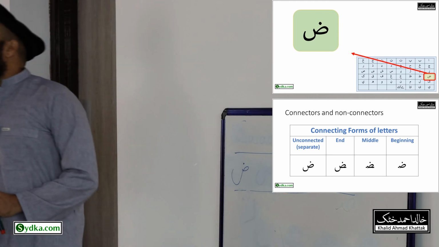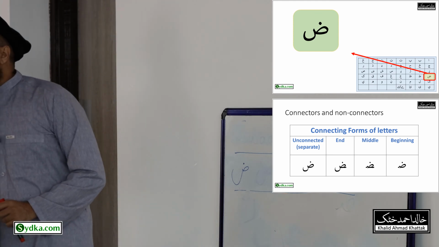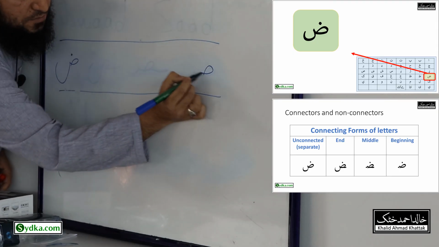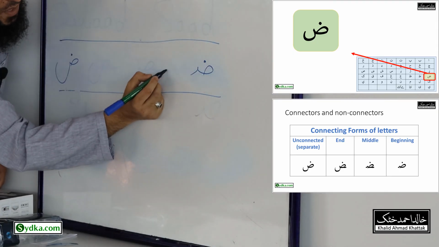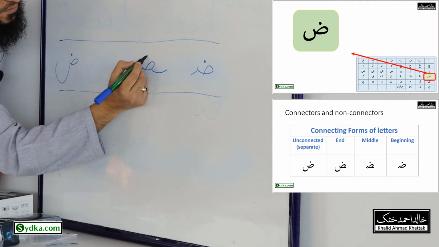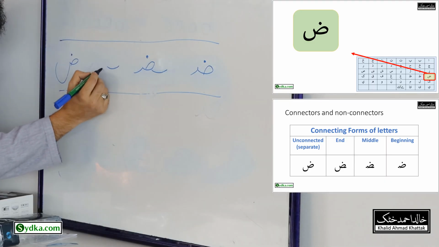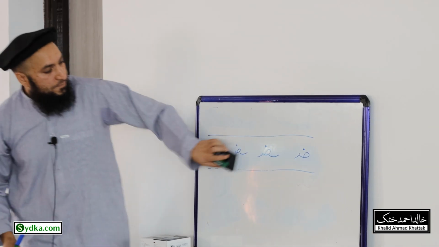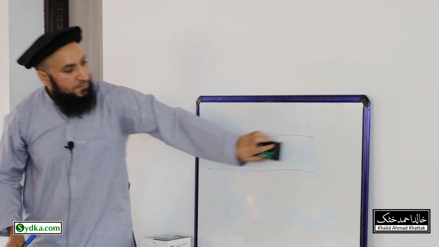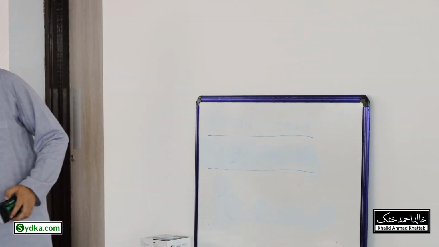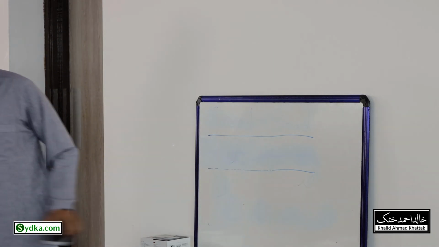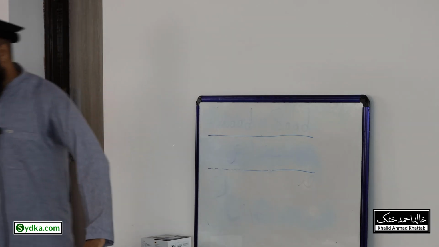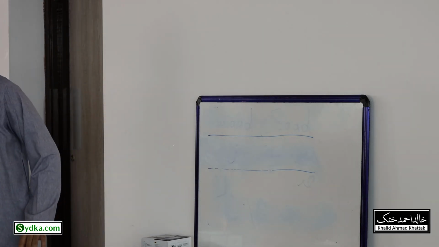Is it a connector or non-connector? Why? It connects from both sides. Good. In the beginning it looks like this. In the middle it looks like this. And at the end it looks like this. Okay? In 15 minutes we need to go quickly through the rest of them, okay?